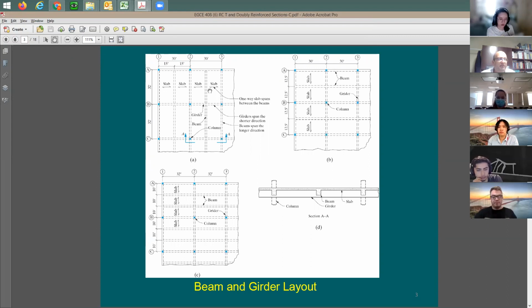Load is going to be moving this way. Same thing here, 3 divided by 12.5, more than 2. Load is going to be going in the short direction. Same thing, 32 by 10 gives the short direction. We call this a beam that supports the slab directly. And the girder is the structural member that is like a beam, but supports beams.